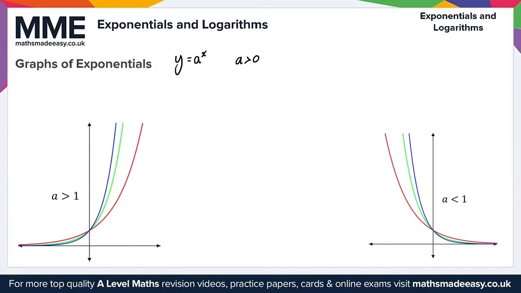It's also important to note here that exponential graphs never reach 0. Okay, so we'll always have an asymptote here with the x-axis. Okay, and what we can see here is two lots of examples. We've got examples here for a greater than 1 and examples here for a less than 1. And for a greater than 1 here, we have 3 exponential graphs. We have y equals 2 to the power of x. We have y equals 3 to the power of x. And finally, we have y equals 4 to the power of x there.